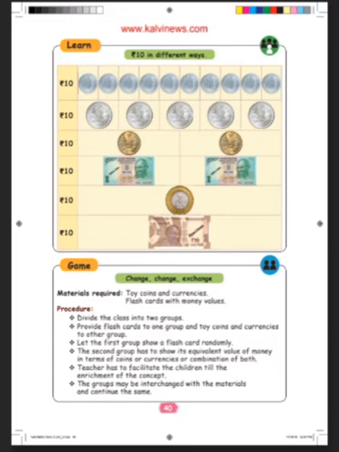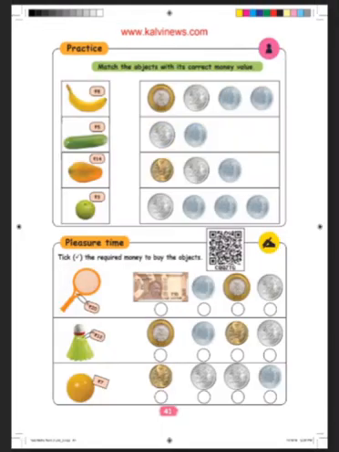Okay, ma. See page number 41. They have matched the objects with their correct money value. For banana, they have given 8 rupees. So where is 8 rupees? See, in the third place, there is a 5 rupee coin, a 2 rupee coin, and a 1 rupee coin. So 5, 6, 7, 8. From banana to this third one, you have to draw the line.